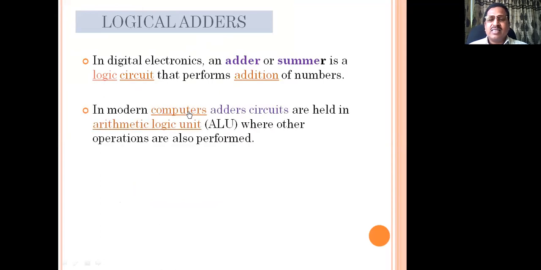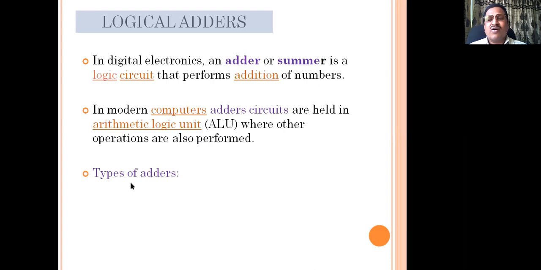In modern computers, you'll find adder circuits are held inside the arithmetic and logic unit, in short ALU, where besides addition, some other circuits are also used to perform a variety of logical operations as well. Arithmetic and logic unit is the main circuit inside the CPU of the computational device. We learn here only the types of adder circuits.